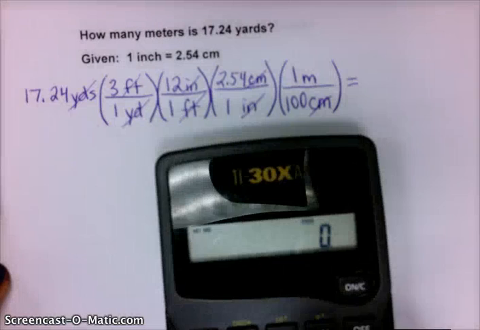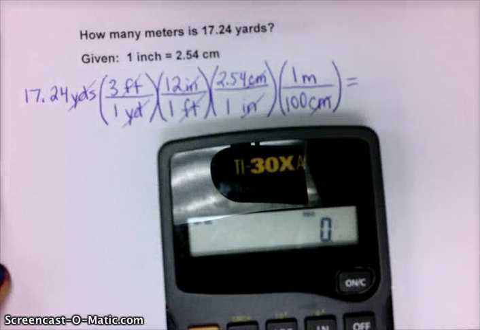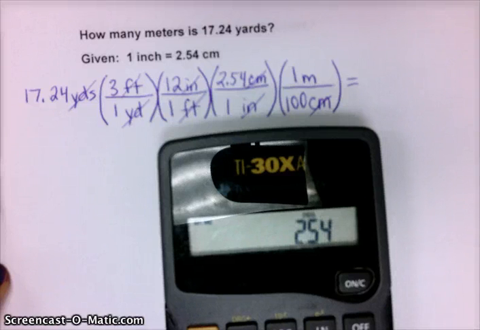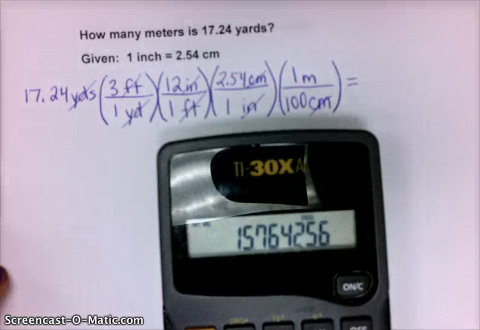Let's grab our calculator. We have 17.24 times 3, and then divide by 1, times 12, and then divide by 1, times 2.54, and then divide by 1, then times 1, and divide by 100. Now we can hit equals. And there's our answer.